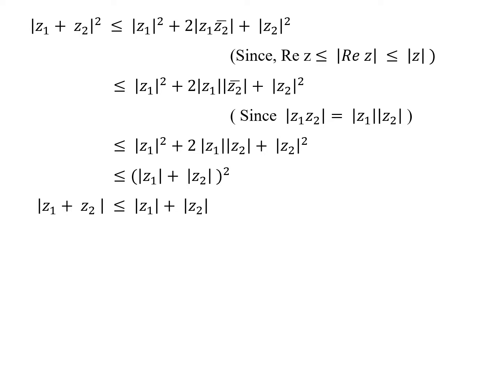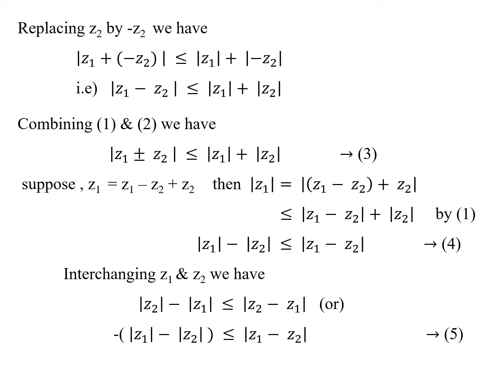We also want the result for the modulus of z1 minus z2, and it can be proved too. In this triangle inequality, replace z2 by minus z2, and after simplification we get the result that mod z1 minus z2 is greater than or equal to mod z1 minus mod z2.